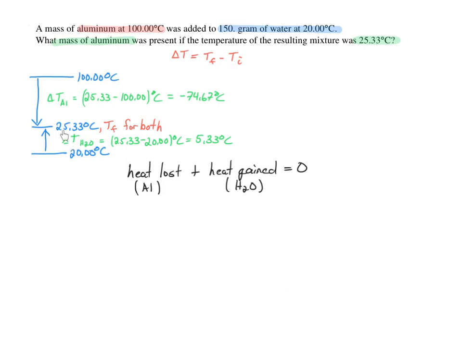So TF, 25.33, and we're subtracting 20 because that's the initial temperature. So we have a temperature change difference for aluminum versus water.